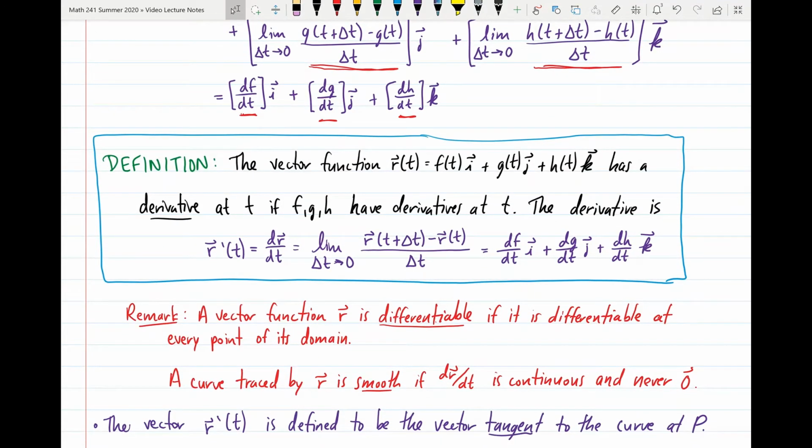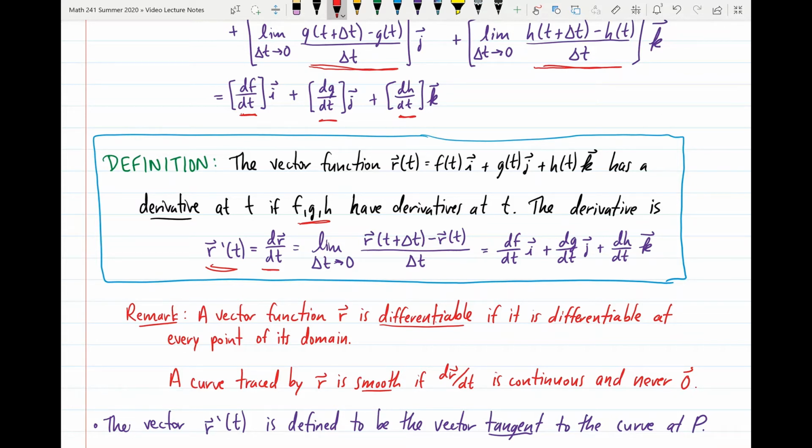This is going to be the definition of the derivative for a vector valued function. So if we have a vector valued function r of t equals f of t i plus g of t j plus h of t k, it has a derivative at t if each of our component functions has a derivative at t. And if this is the case, then the derivative of our function r of t is denoted r prime of t, or dr/dt, and it equals the limit as delta t goes to 0 of r of t plus delta t minus r of t all over delta t.